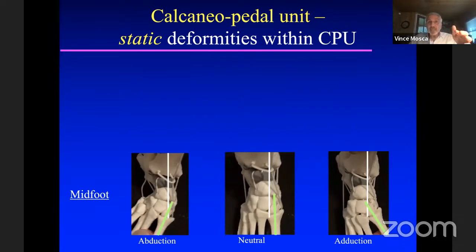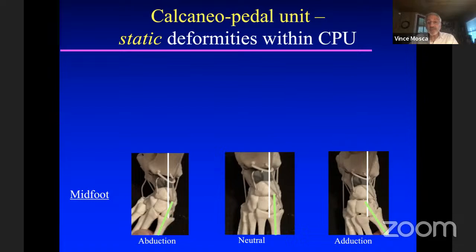And we're going to come back to that. I just wanted to get to the other two deformities first. Midfoot in the middle is neutral. The calcaneus, the talus, and the forefoot are perfectly aligned. On the left is abduction of the midfoot. It's a static deformity of abduction, just like you could have abduction of a shoulder or valgus of the knee. And on the right side is adduction, a static deformity of the bones within the calcaneal pedal unit.